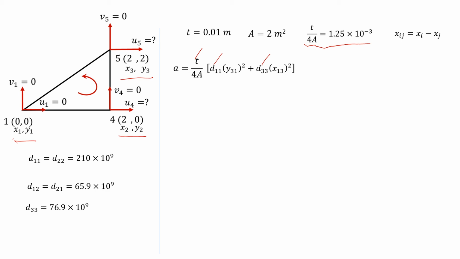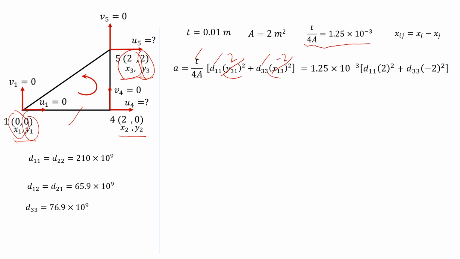The only things that we have to compute is the value of Y31 and X13. This value can be obtained by referring to the value of X1, Y1, X3, Y3 in this figure. So in this case, Y31 is equal to Y3, which is 2, minus Y1, which is 0, equal 2. So this term will become 2, and for X13, X1 is equal to 0, and X3 is equal to 2. So 0 minus 2 will equal to negative 2.